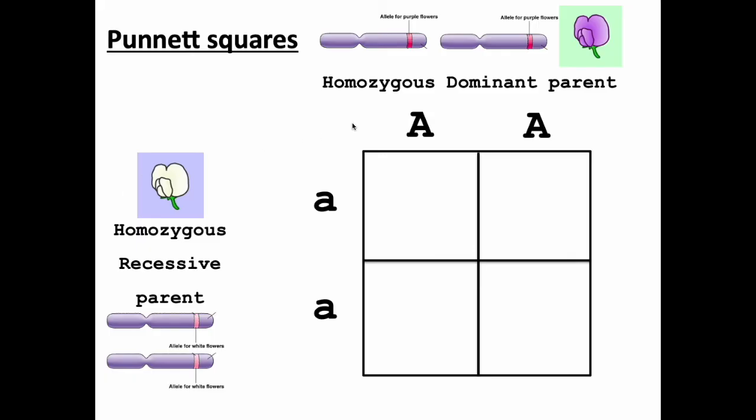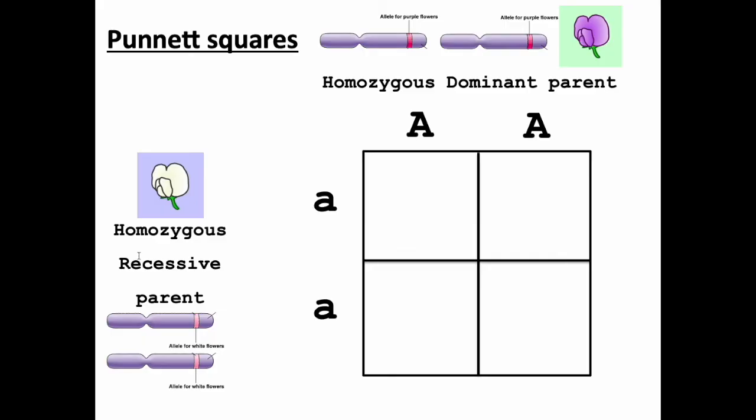So this is just describing the parents. The letters up here are describing one parent. The letters over here are describing the other parent. This is supposed to look at the offspring. The offspring are going to be in here. These four boxes are going to describe what the offspring could be.